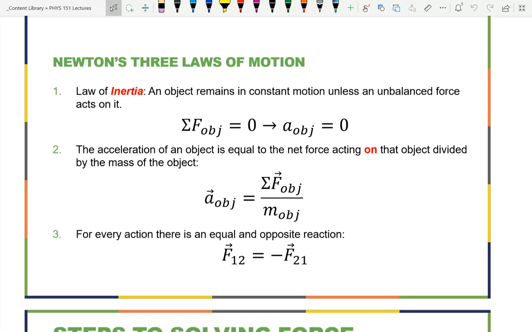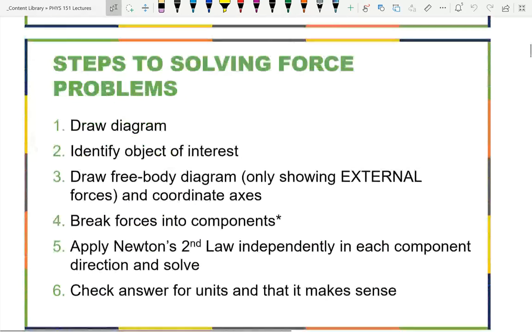And then the third law says if a semi puts a force on a Prius, the Prius puts exactly the same force on the semi, in the opposite direction. That's what the minus sign is for. So those are our key equations for solving problems. And then steps.